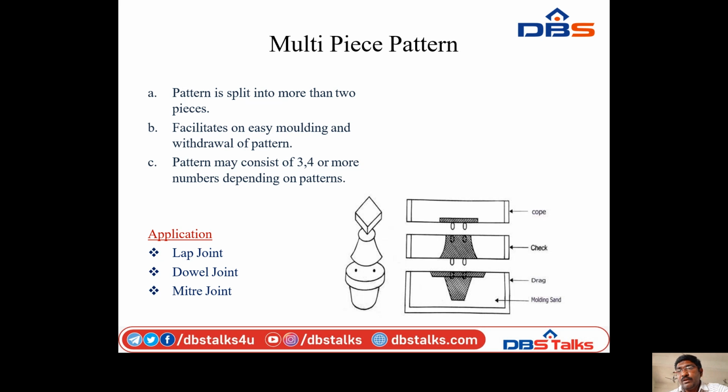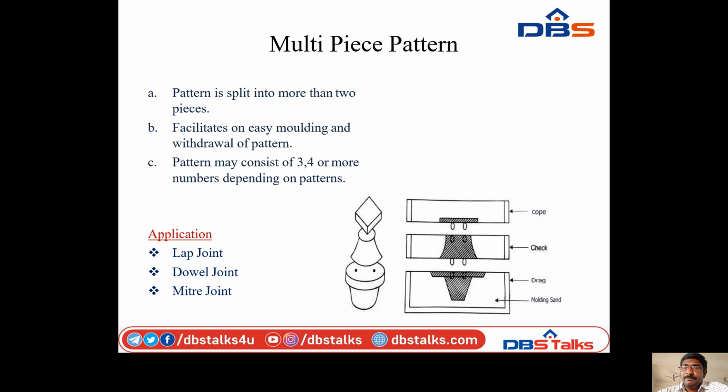So we can see the figure. Top is the cope box and bottom is the drag box. In the drag box we can fill the molding sand. The middle is the check box. It facilitates easy molding and withdrawal of patterns. A pattern may consist of three, four or more pieces. Depending on the pattern, we can use the multi-piece pattern.